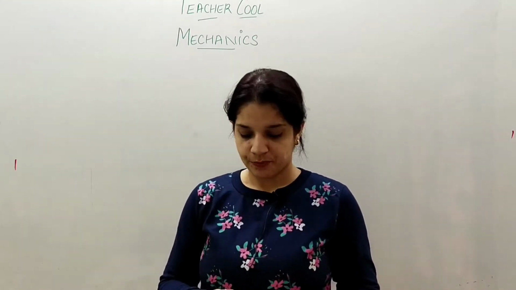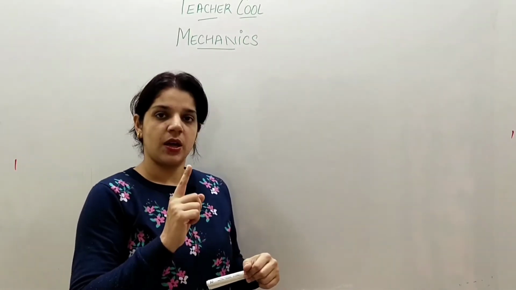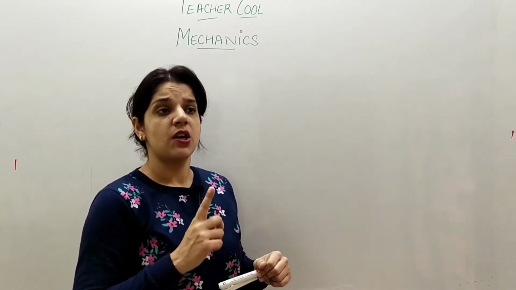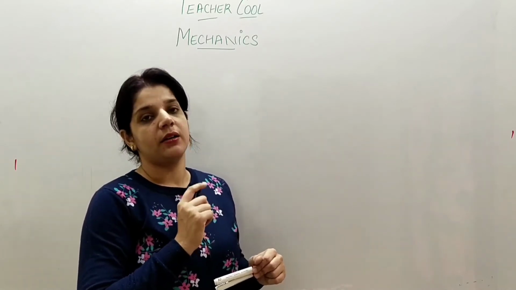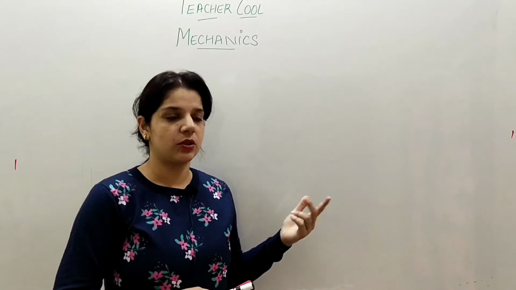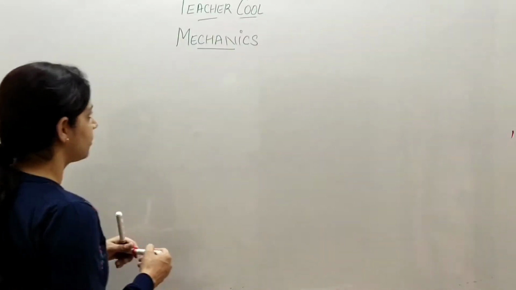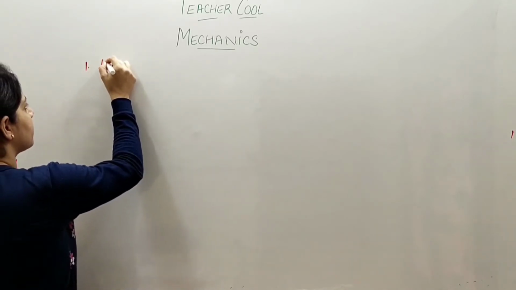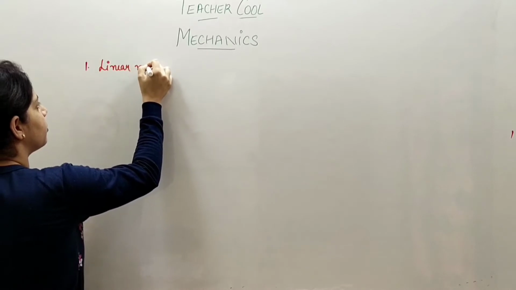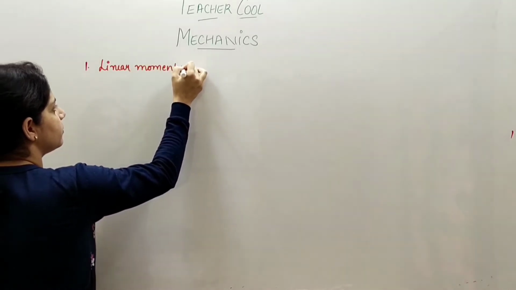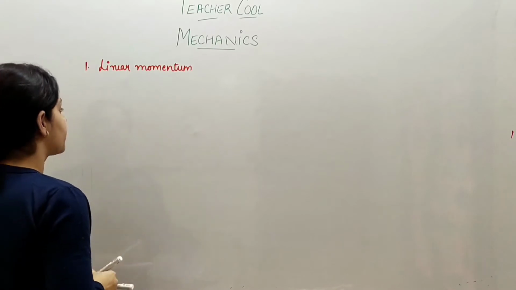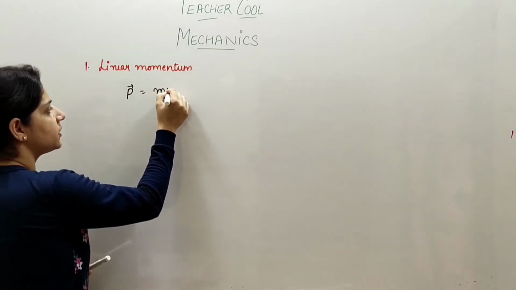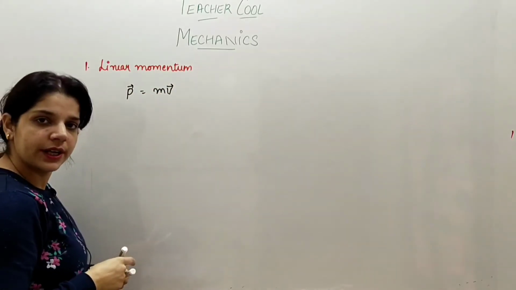So let's move forward. In the previous lecture we did position vector R, velocity vector V, acceleration vector A, force, torque vector, and linear momentum and the angular momentum parts. So let's start. First will be linear momentum. So linear momentum was the P vector is equal to mass into velocity vector, right?